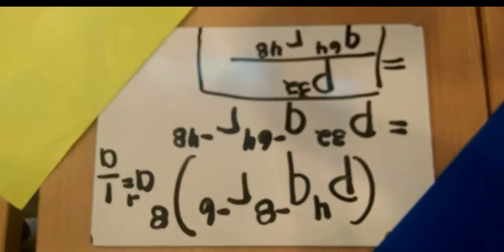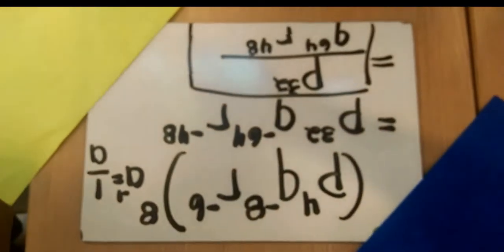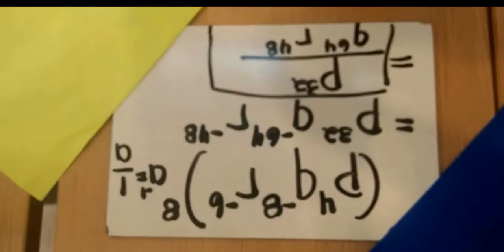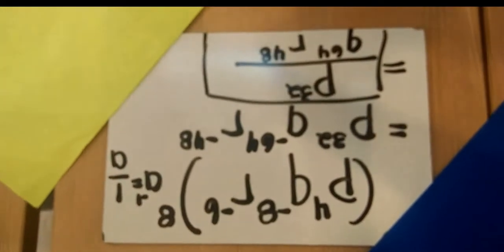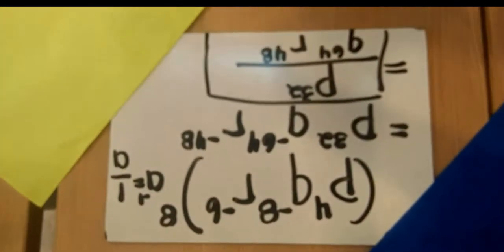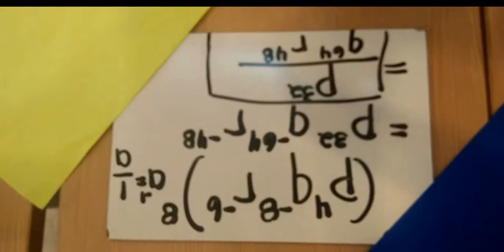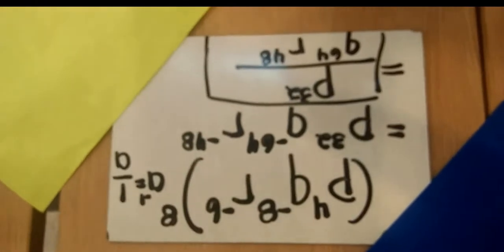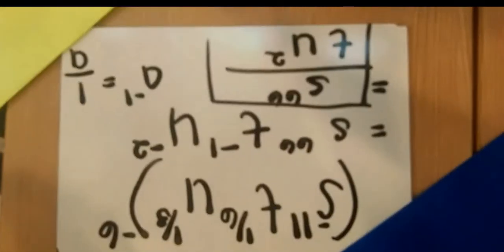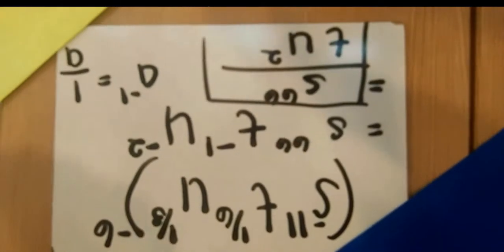Did you arrive with the same answer? If so, your answer should be p raised to 32 all over q raised to 64 r raised to 48. Now let's do more examples.